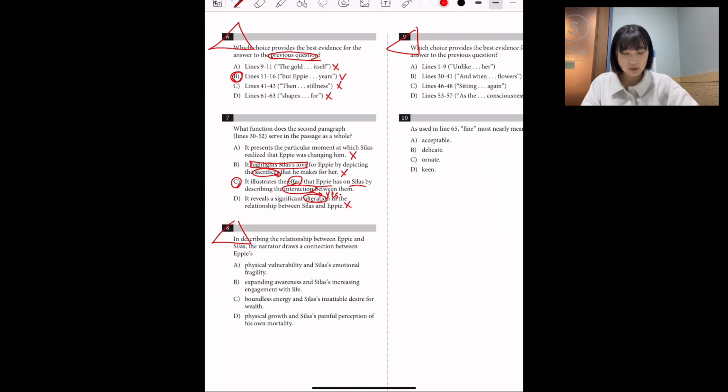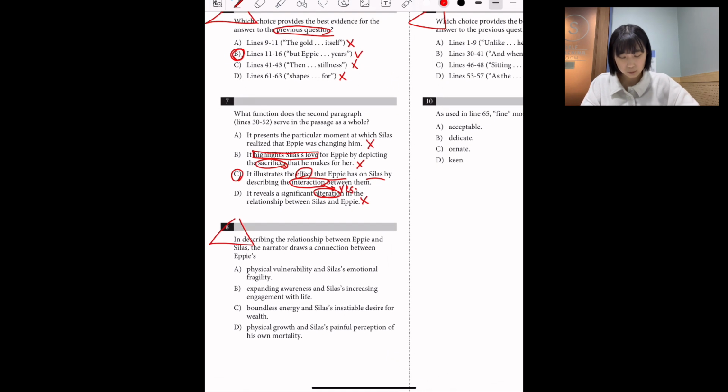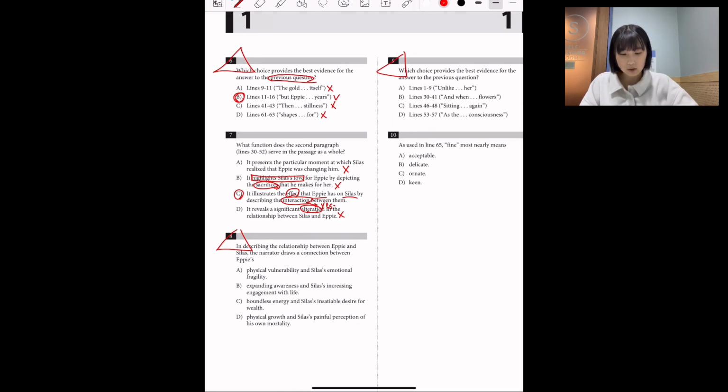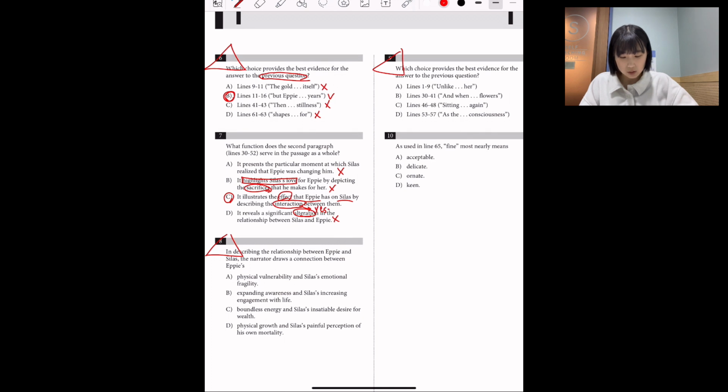8 and 9, again, they are connected, so we're going to look at 8 first. In describing the relationship between Epi and Silas, the narrator draws a connection between Epi's, and we're going to look at 9 for the examples. So we're going to look at how the author describes the relationship between Epi and Silas.